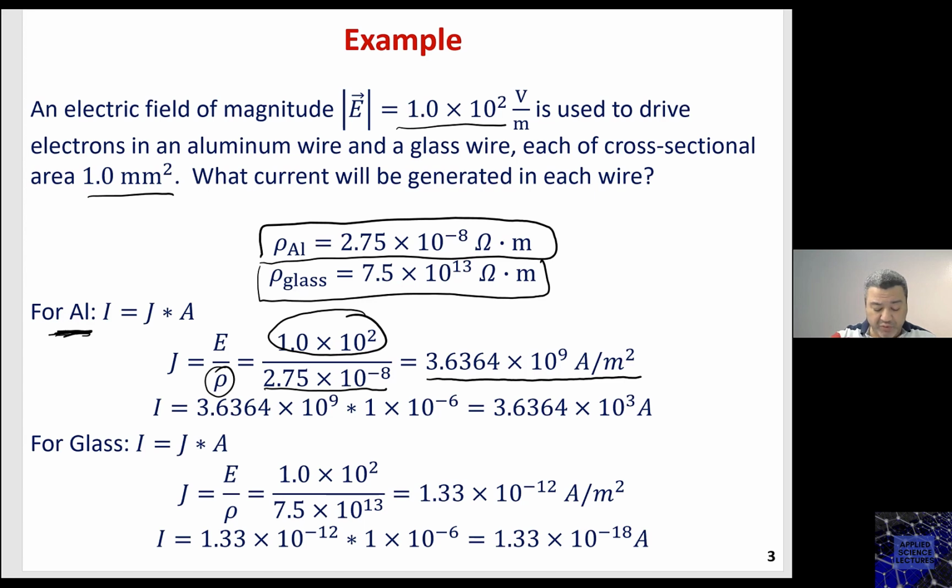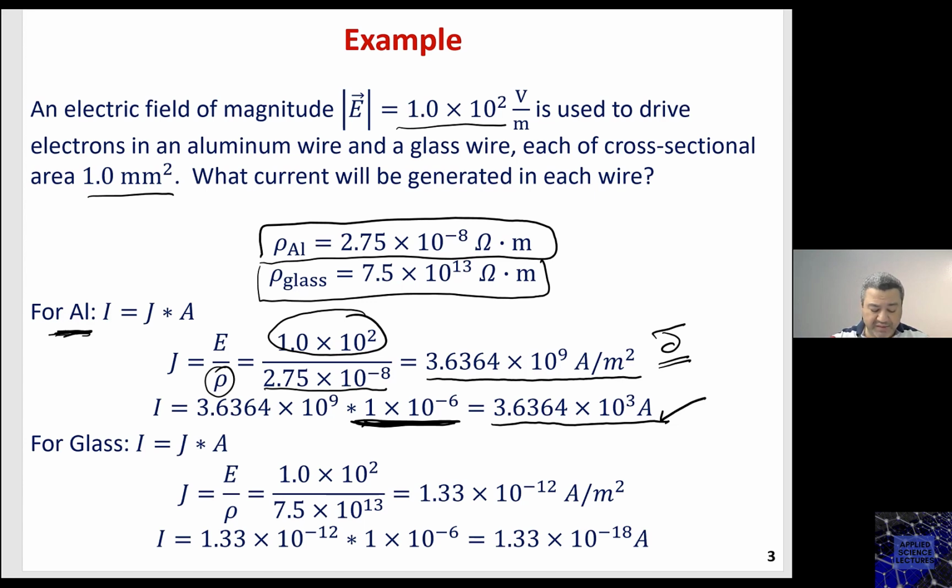Now the current would be this current density that I just found times the cross-sectional area, which is 1 millimeter squared, and this is 10 to the power minus 6 meter squared. The answer is 3.6364 10 to the power 3 ampere. So this is the current for the aluminum.